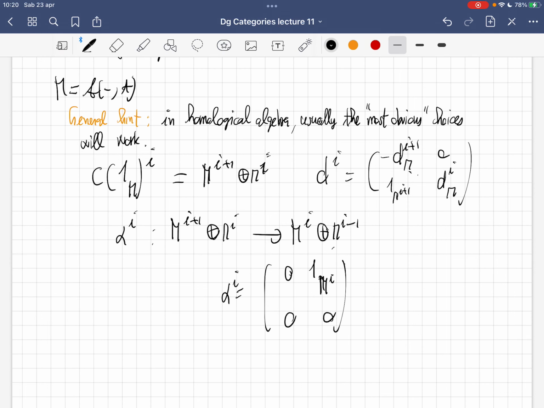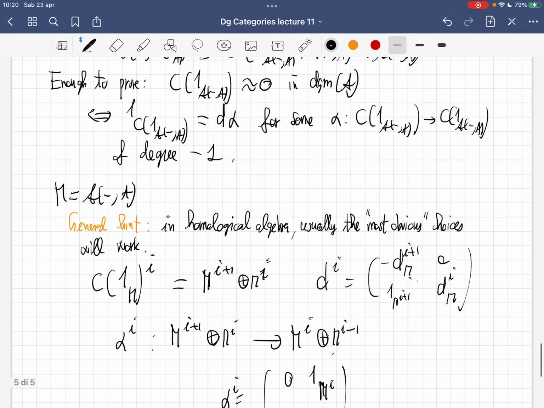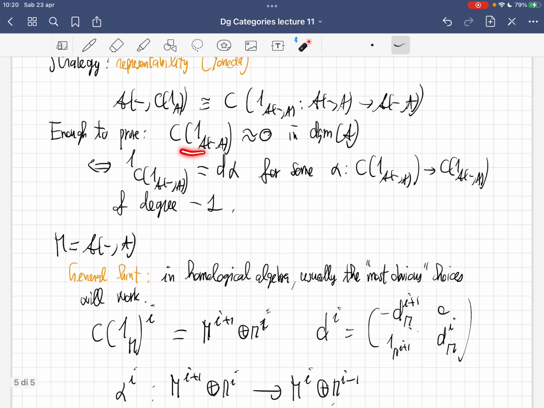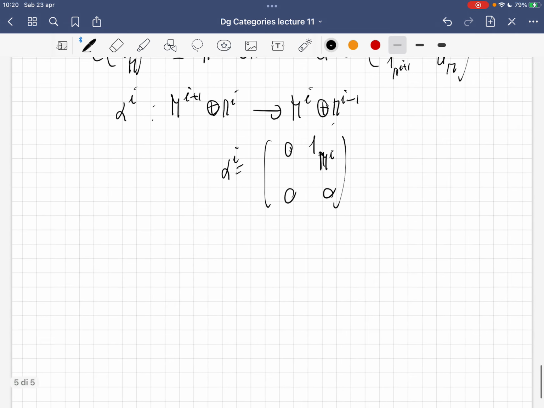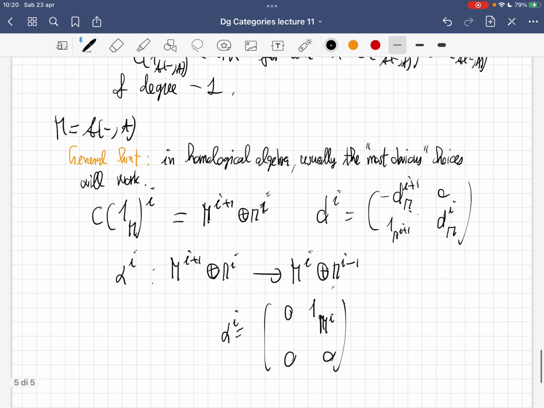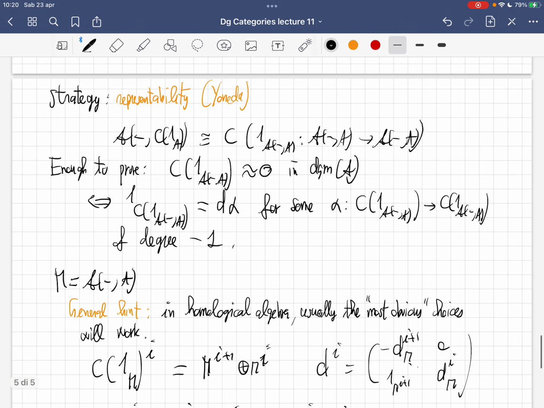Of course, you can do it, and then you can check that indeed this holds. I will not do it because it's nothing really interesting. You can try it yourself if you really want, but I think the thing you should remember from this proof is that the basic strategy is, as always, Yoneda.